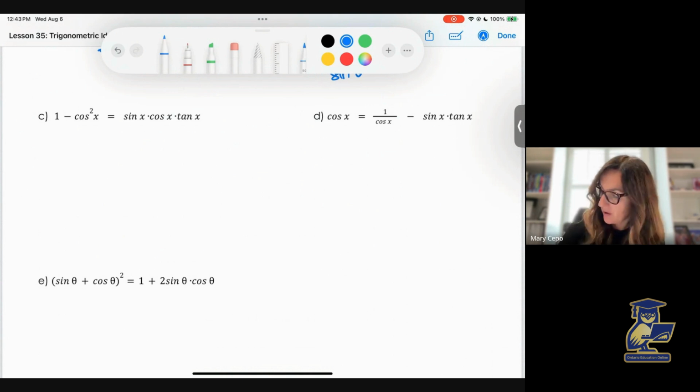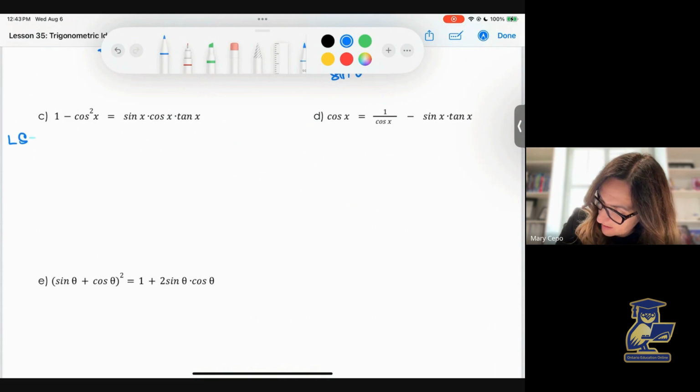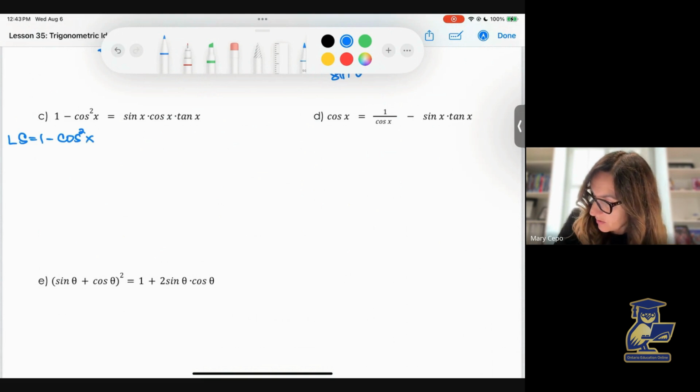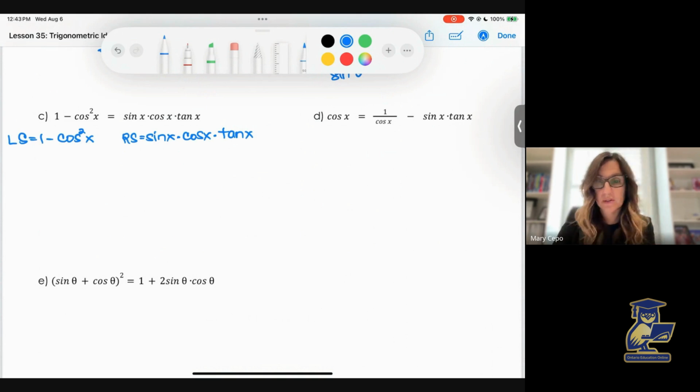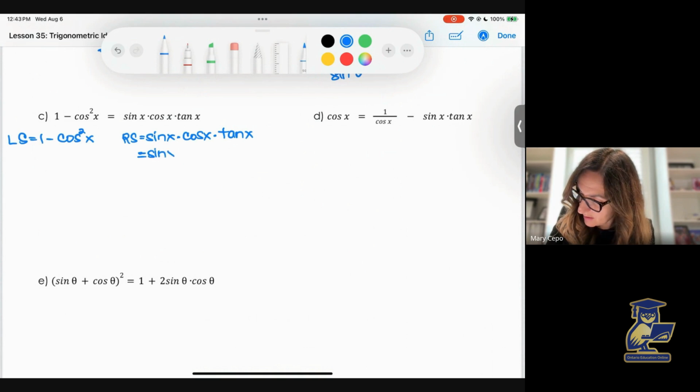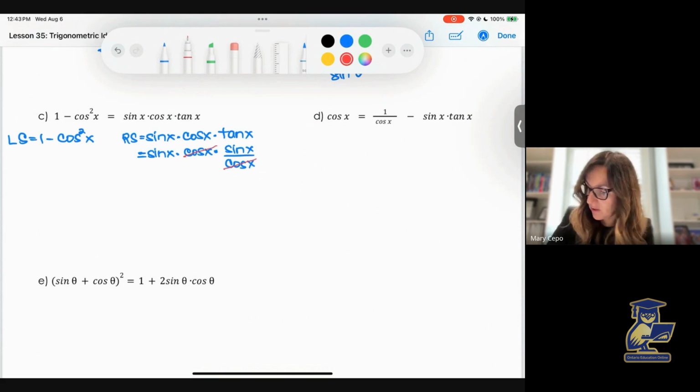Okay, looking at C, we have left side is equal to 1 minus cosine squared x. Right side is equal to sine of x times cos of x times tan of x. Okay, so tan, we want to express it in terms of sine and cos. So it'd be sine of x times cos of x times sine of x over cos of x. So in this case, again, we can simplify by reducing the cos and cos, and they cancel each other out.